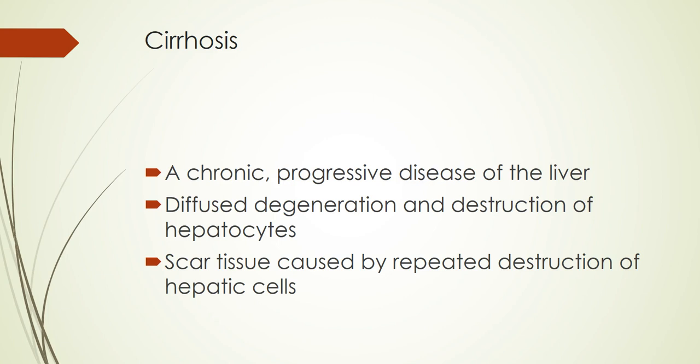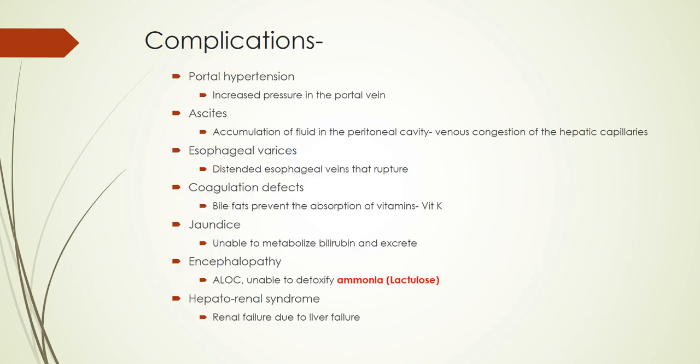So as far as cirrhosis, it's a chronic progressive disease of the liver with diffuse degeneration and destruction of hepatocytes. Scar tissue is caused by the replacement and destruction of hepatic cells. So again, cirrhosis is more of the destruction of the liver itself, but it can actually regenerate and help fix itself, but it also causes scar tissue. And because of that, the hepatic cells are being more damaged, and the liver seems to be less viable or working as well. But it is a progressive disease, and it's also very chronic.